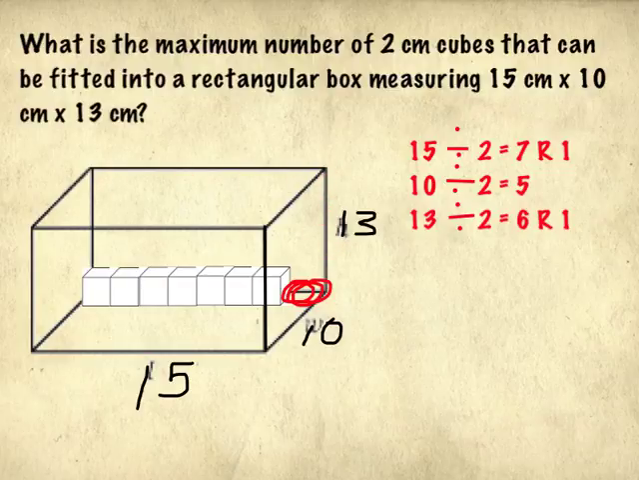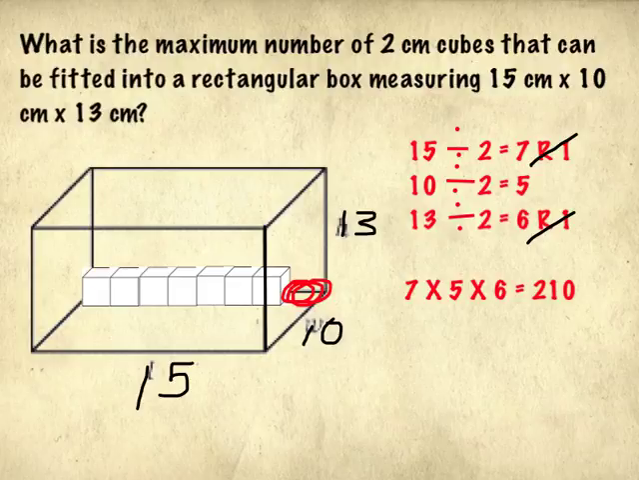Now, just like before, I'm going to totally ignore my remainders, because those are just spaces. I'm not interested in the spaces right now, I'm interested in the cubes. So now I know that I'm going to fit 7 cubes going across, 5 cubes going widthwise, and 6 cubes going up and down. That only tells me one row though, so I'm going to multiply them to find out how many cubes fit in the box. Of course, the answer is 210.